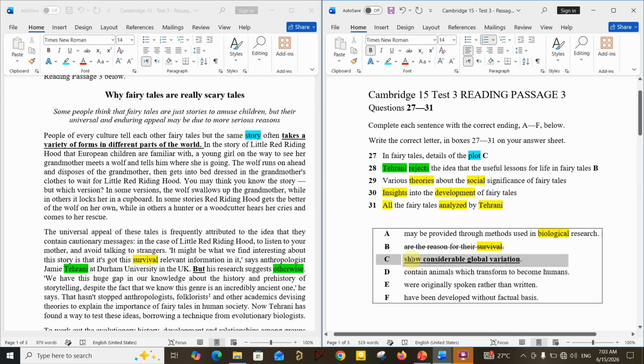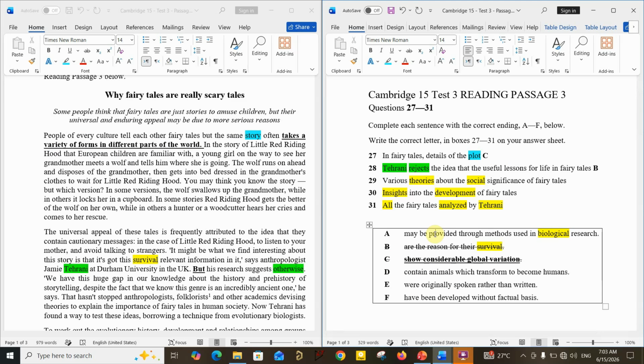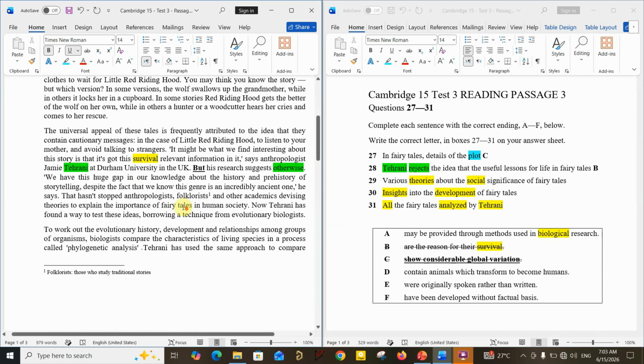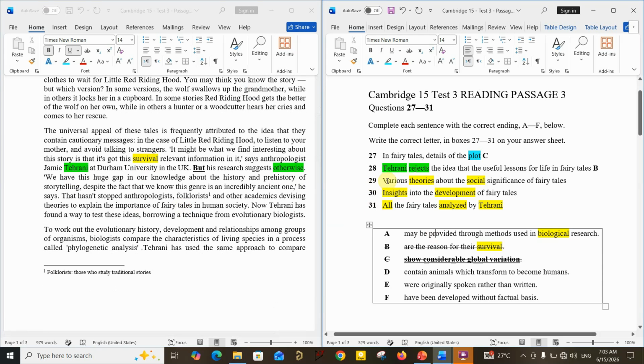And again, we're going to cross out this one as well, so we do not read it again. And as you can see, as we move forward, the answer would be much easier to find because we eliminate 2 options for the rest. Now moving forward, question 29. Various theories about the social significance of fairy tales.